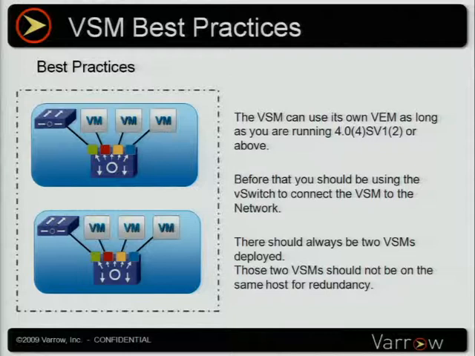There should always be 2 VSMs deployed. Again, they're not licensed. They don't cost you money to deploy 2 of them. So just do it. Put them on separate data stores. Put them on separate hosts. They use 3 gig on a data store each, and I think the CPU reservation on the virtual appliance is like 1,500 megahertz. So it's not a lot.